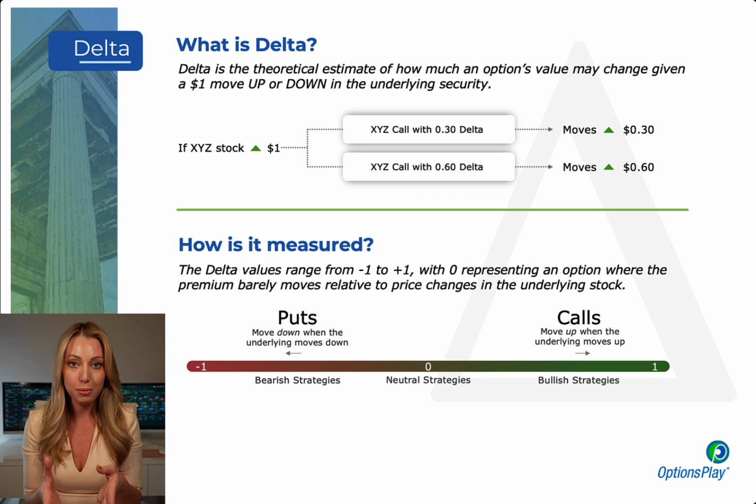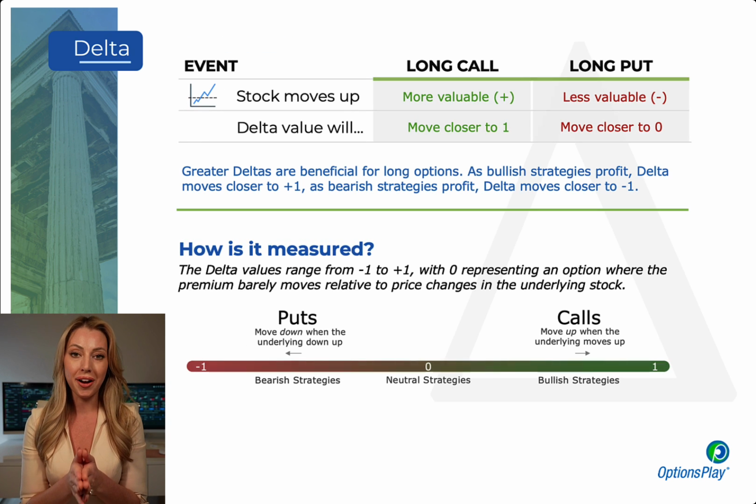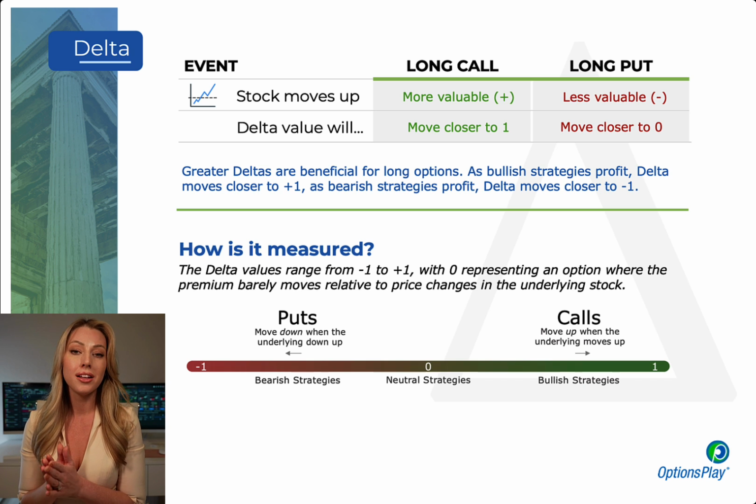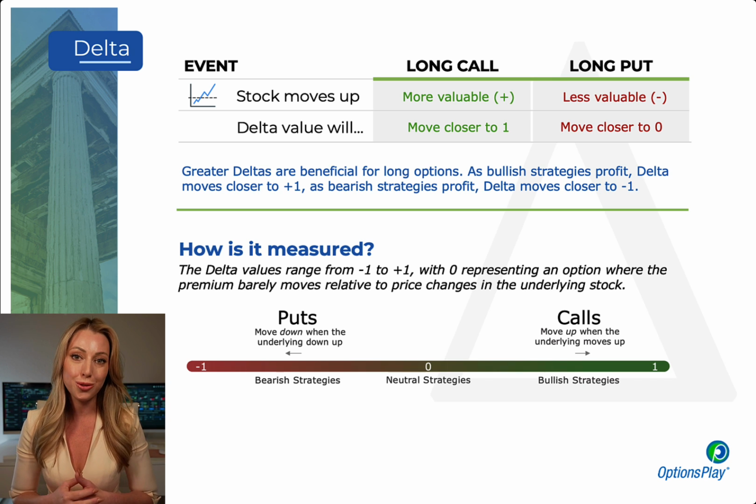Whenever we're long options, we want them to magnify because that means they're directionally moving in our favor. Now let's bring that back to our events, the long call and the long put. As the underlying security or the stock moves up in value, that has a positive effect on the long call. That, of course, would have a negative effect on the long put. But the inverse is also true.